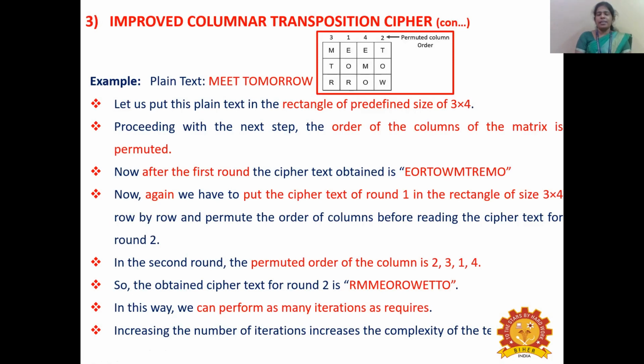You have to draw again a 3 into 4 matrix. You have to fill these letters in each and every cell in a row by row pattern. Then you have to give your permuted column order. So permuted column order is nothing but here 2, 3, 1, 4. We have given 2, 3, 1, 4. According to this, we have to just write the ciphertext. So 3 rows, 4 columns.